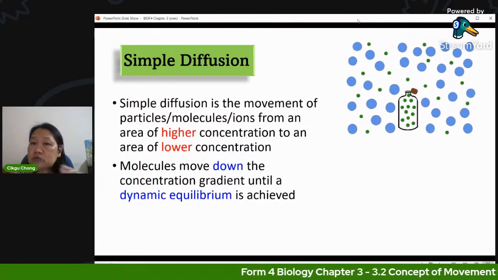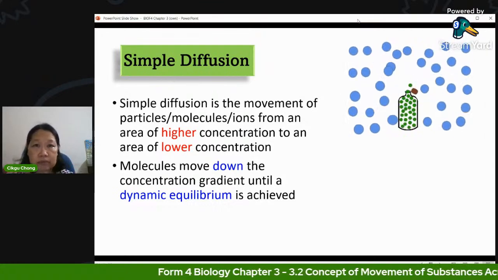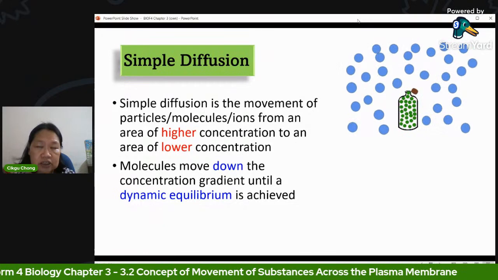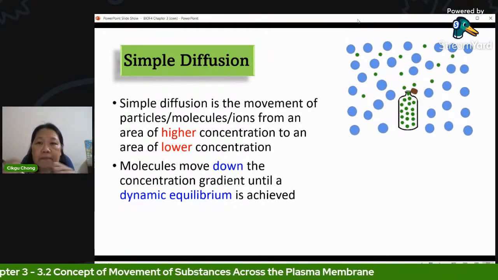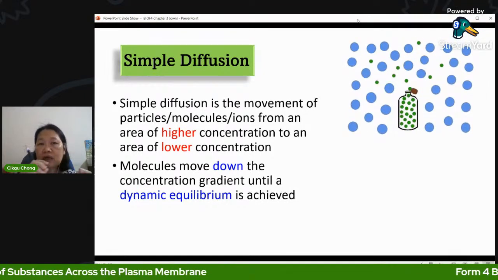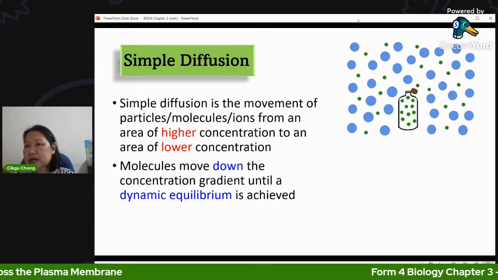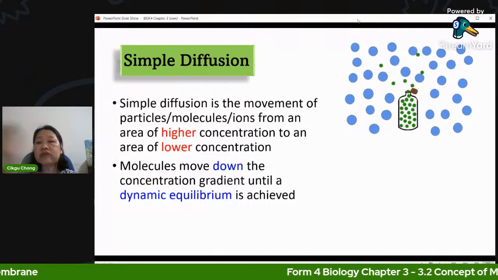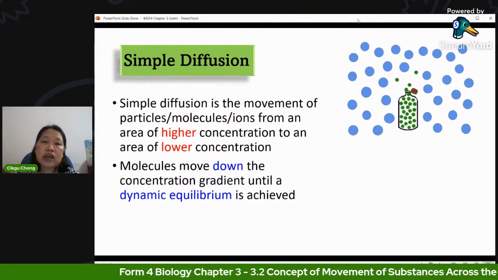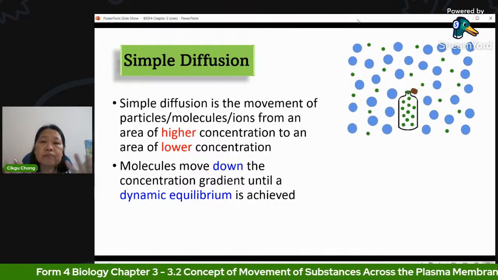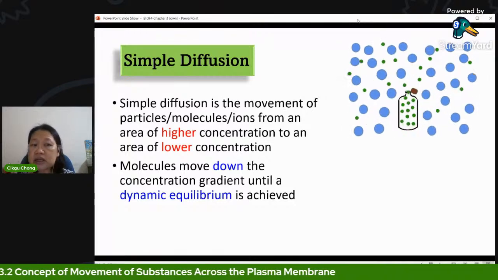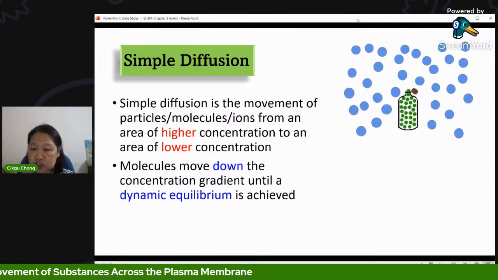Now the molecules will still be moving. Don't have the wrong impression, because they have energy. All these molecules have energy, so they'll still move. But because there's no difference in concentration, how many move from this side to that side will still be the same as the other side moving back to here. So the movement is still there, but there's no change in the concentration. Both regions have the same concentration, so we call it dynamic equilibrium is achieved.